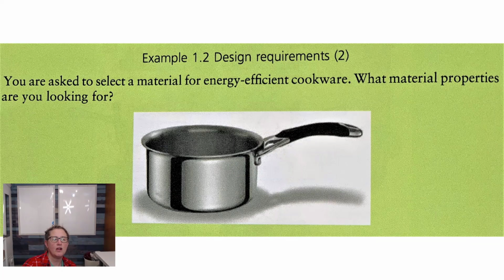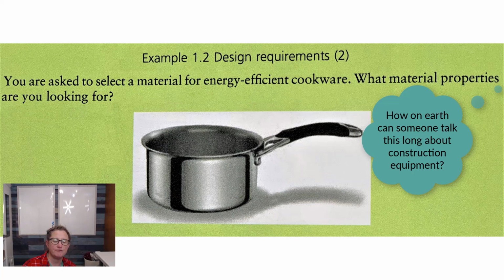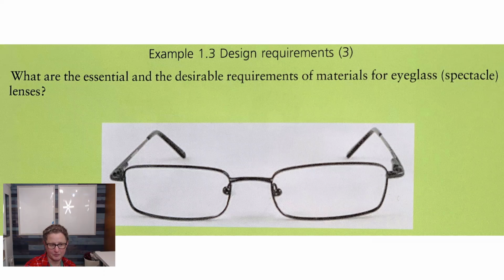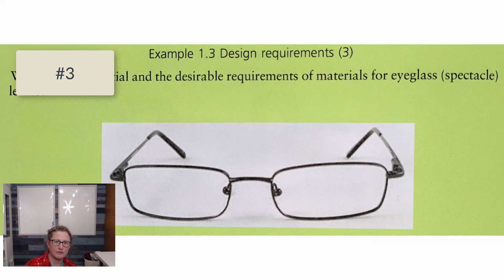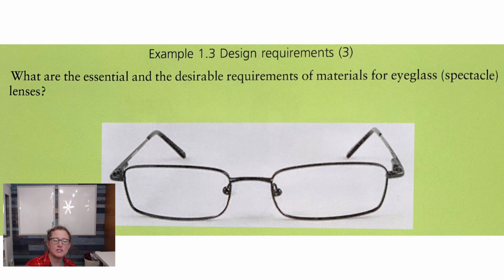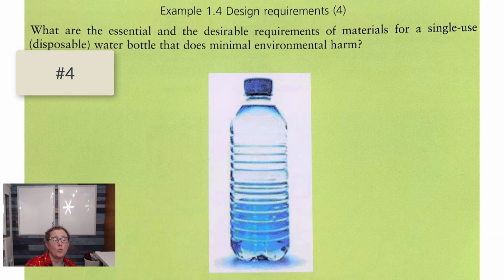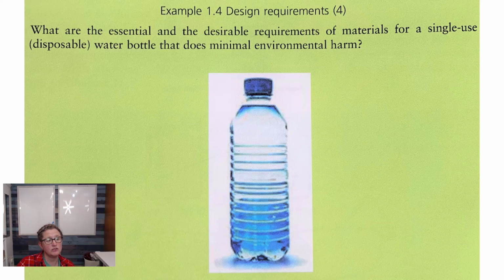Example number 2. You are asked to select a material for energy efficient cookware. What material properties are you looking for? Case study 3. What are the essential and desirable requirements of materials for spectacle lenses? And case study 4. What are the essential and desirable requirements of a material, a disposable single-use water bottle that does minimal environmental harm?